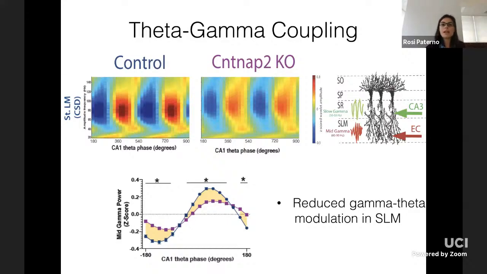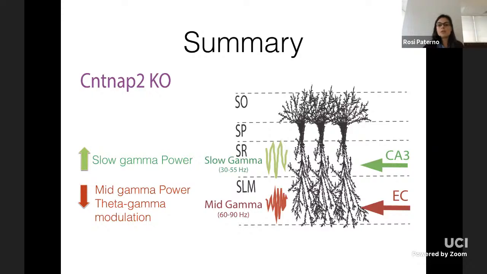There is a decreased mid gamma power at the peak of the theta cycle also in the stratum lacunosum moleculare. So if we want to summarize the results up to now, in stratum lacunosum moleculare, we have a reduced mid gamma power. We also have a reduced theta mid gamma modulation, and a slightly increased slow gamma in the system.